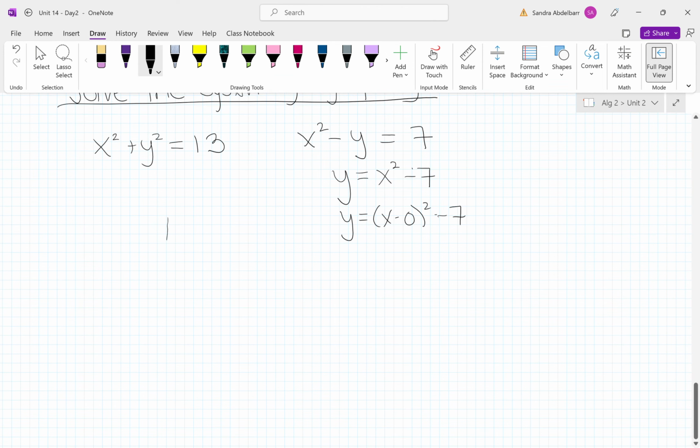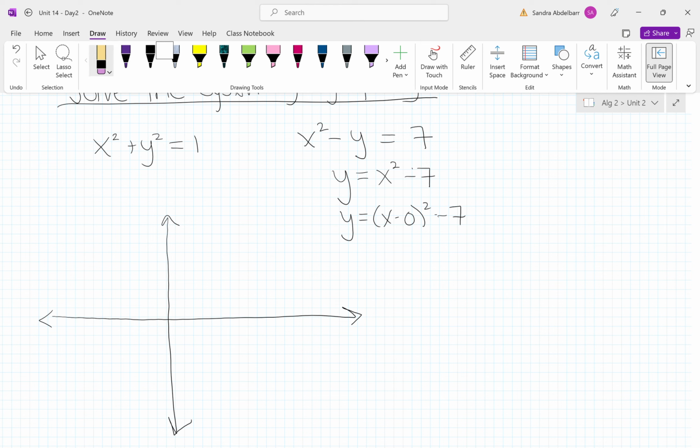All right, let's sketch this. Maybe make the left be 16 instead, because it's easier to graph. 13's a pain. Let's make this nicer. 16's close enough.